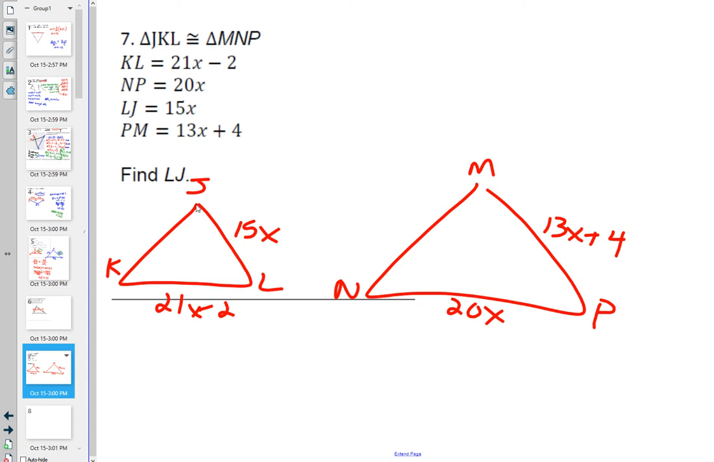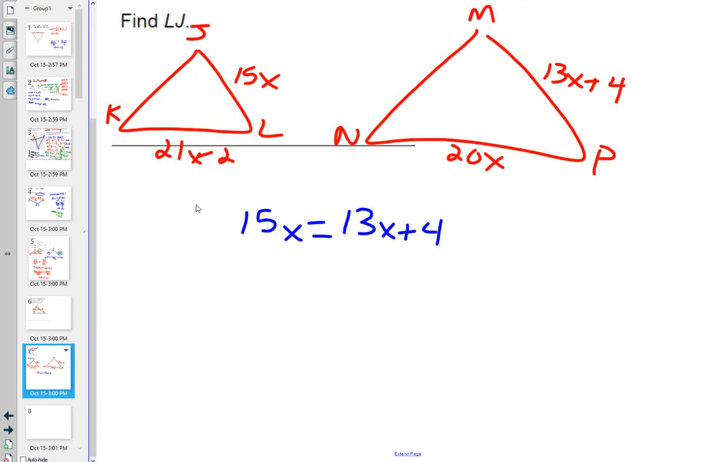See, now here, these triangles are not similar, they're actually congruent. So sides are not proportional. I don't have to write a proportion. I can just make the corresponding sides equal to each other. So LJ is 15x. What is 15x going to be equal to? MP, which is 13x plus 4.